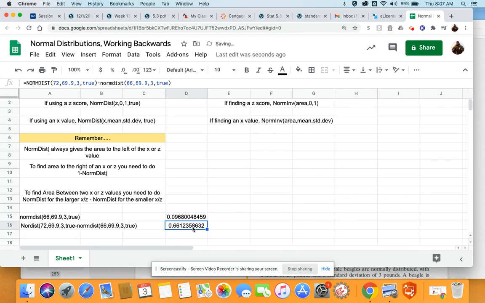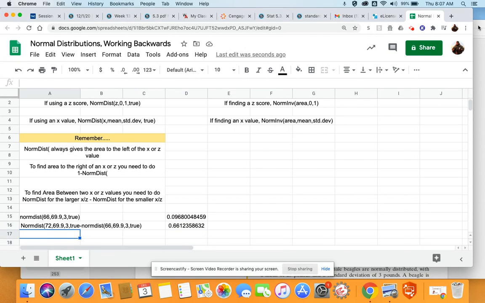There we go. So be careful. Make sure you type it in correctly. You can see it right here, I missed the letter M there. It doesn't know what a NORD dist is. So there we go. Subtract the two normal distributions, get the correct answer.